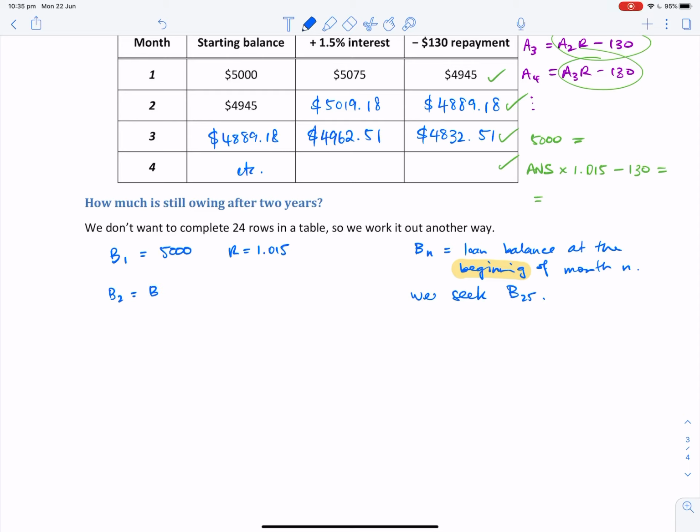B2 equals B1R minus, now I'll set M equals 130 for the regular monthly repayment. I don't want to write 130 lots of times, so I'm going to write M. So B2 equals B1R minus M. So B3 equals B2R minus M. But B2 can be replaced with B1R minus M. And then I've got R minus M.